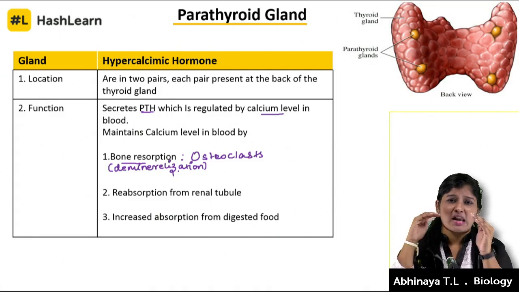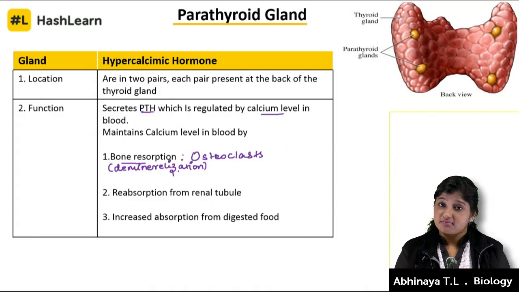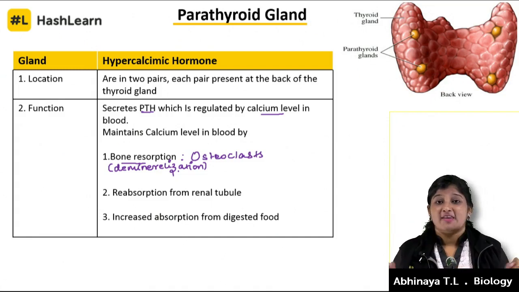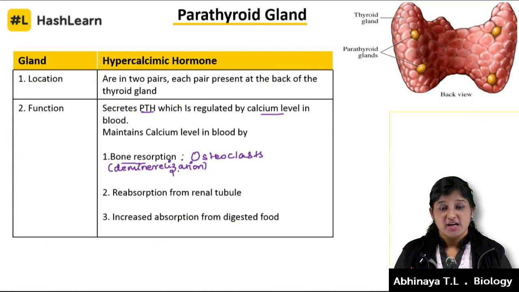So these osteoclasts come into the picture. They are going to take away the extra calcium there and put it into the blood. That's what they do, mineral transfer. This is called bone resorption. That's how the calcium level in a body is maintained.